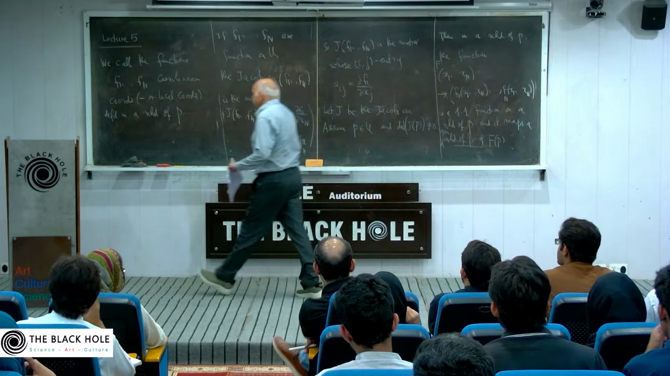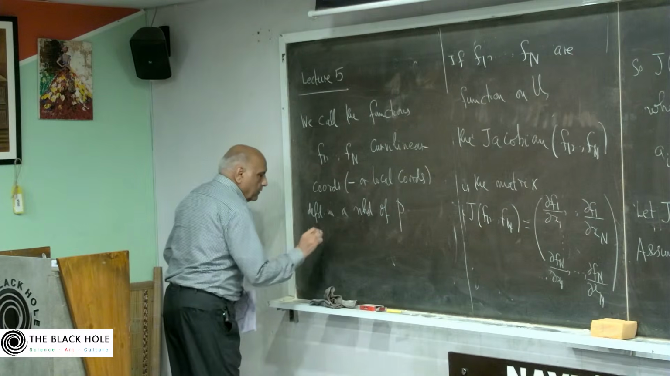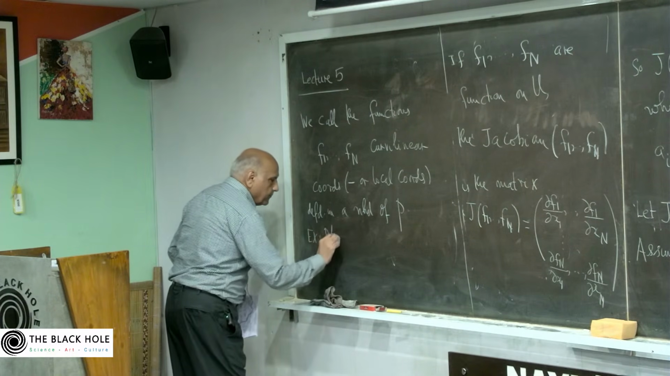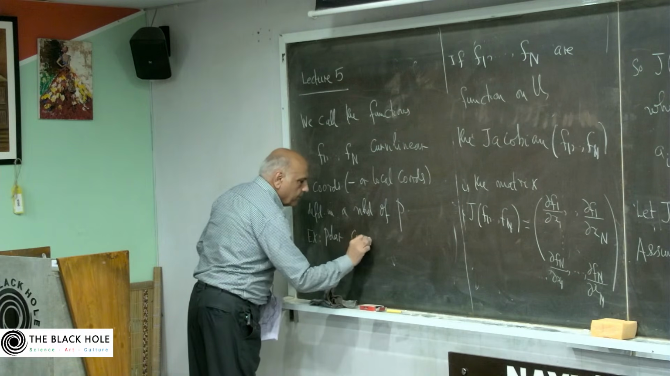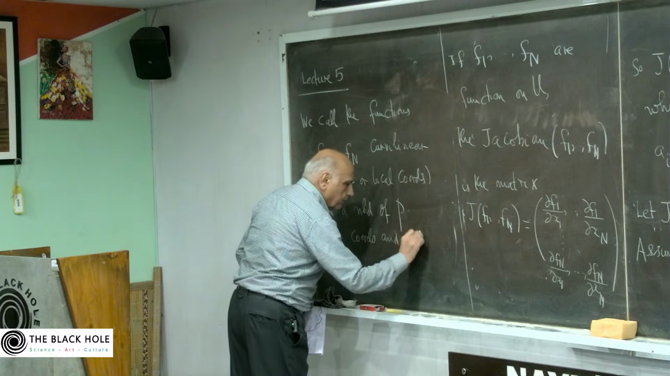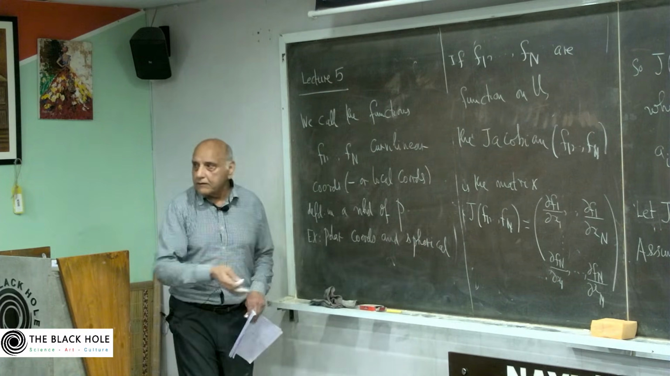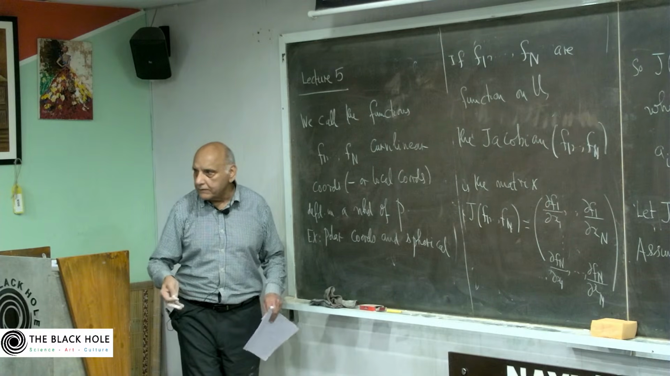So, examples: polar coordinates and spherical coordinates. Otherwise, you have done this, right? Spherical, so I don't have to repeat, right?